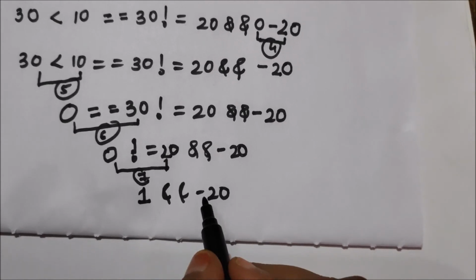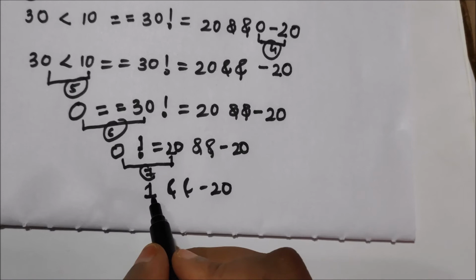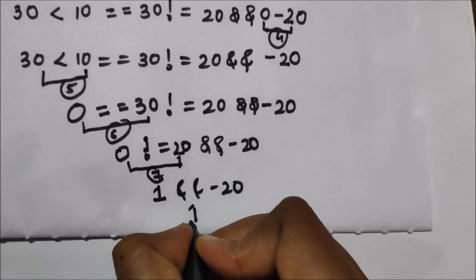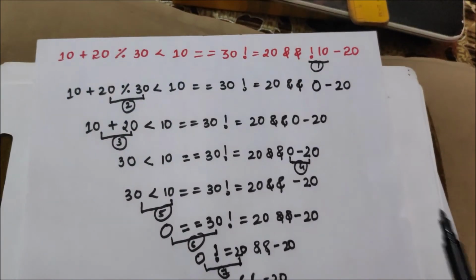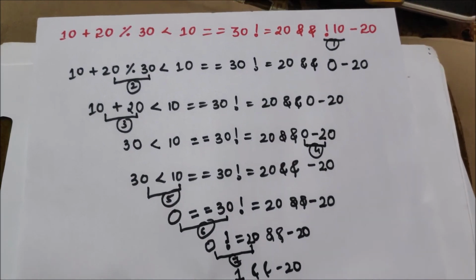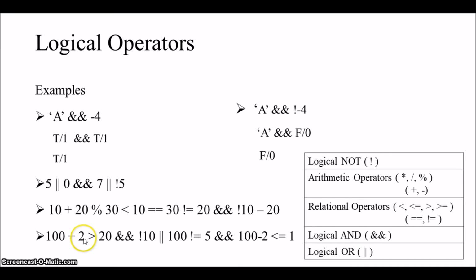1 is true, minus 20 is a non-zero value, which is again true. True and true, we know that logical and will give the result as true, which is 1. Hence this complex expression gives the value as 1, which is nothing but true. Another complex expression consists of arithmetic operators, relational operators and logical operators.